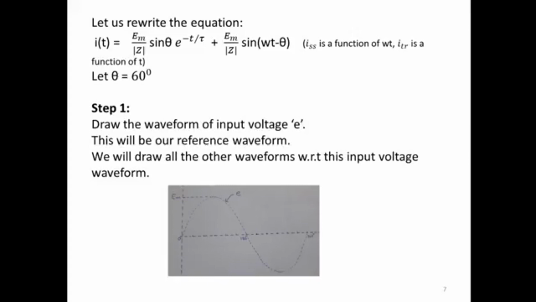As you can see in the figure, on x-axis I have taken equal intervals. Each interval is of 30 degree. I repeat, on x-axis I have plotted omega t, and each single interval is equal to 30 degree. Take equal intervals of 30 degree along x-axis for one complete cycle up to 360 degree. This will be our reference waveform. We will draw all the other remaining waveforms with respect to this waveform.